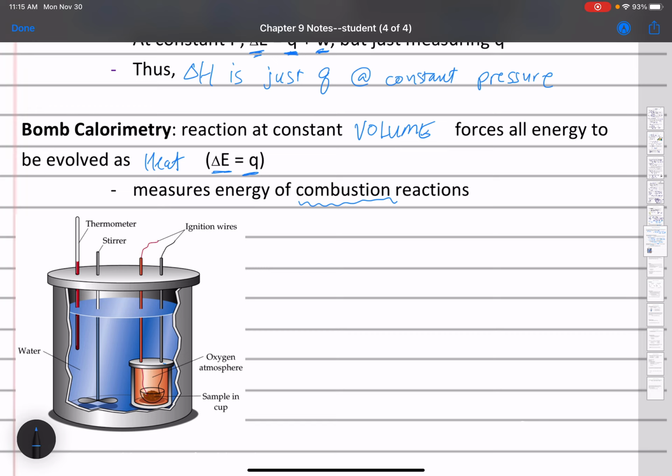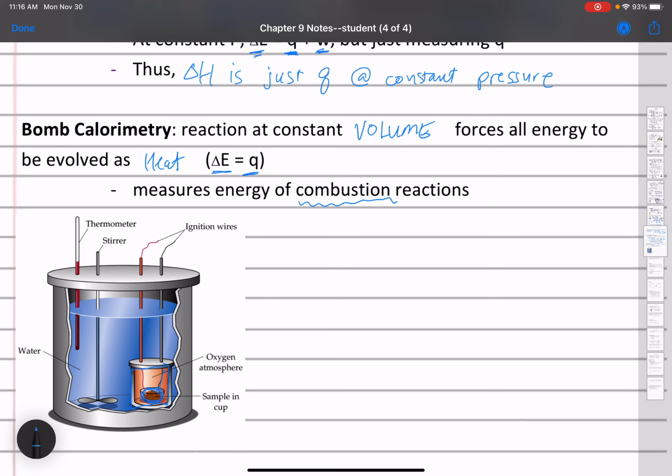And then within that container, there's a smaller container that's full of oxygen. And you put a sample of whatever it is you want to combust in here. So this is basically how food calories can be determined. And I usually do a lab in person where we burn food, we create our own sort of poor man's bomb calorimeter. So you could put, let's say, a peanut in here.